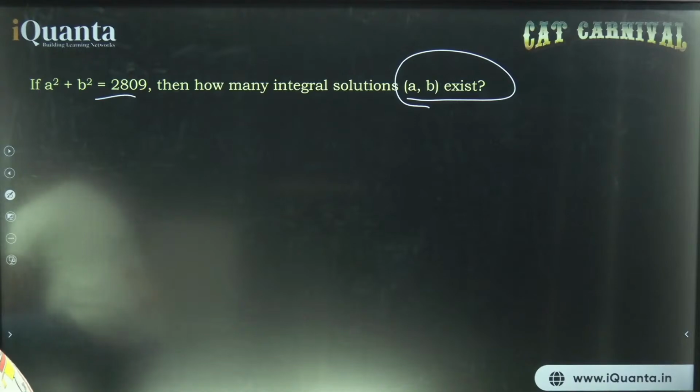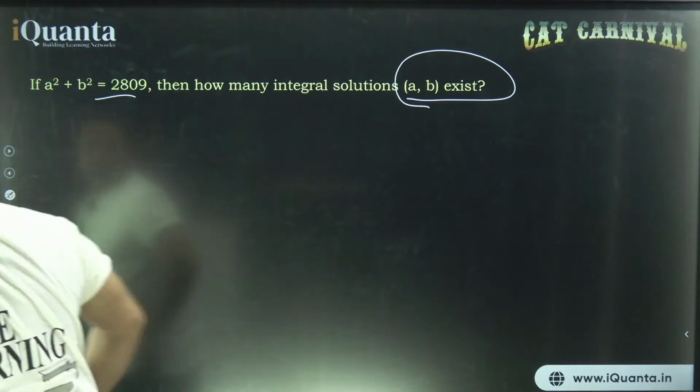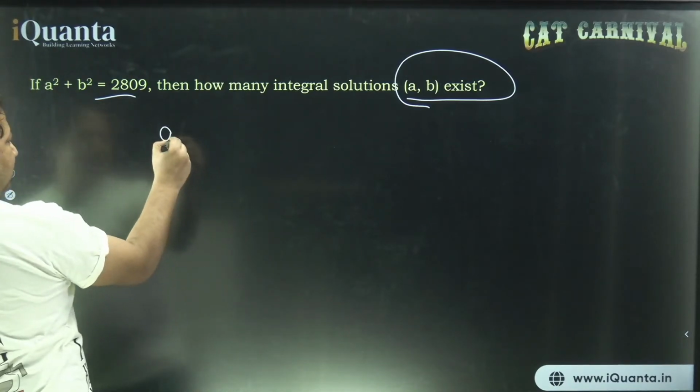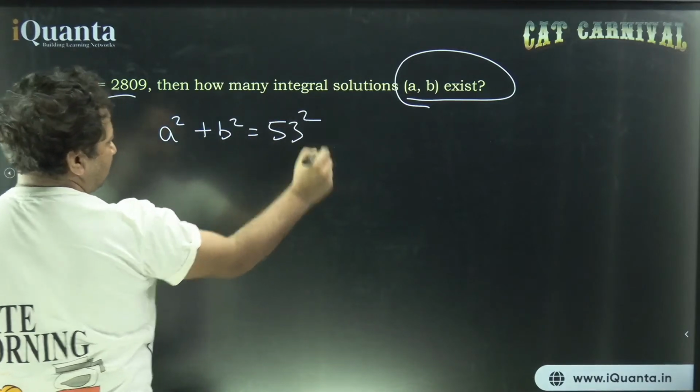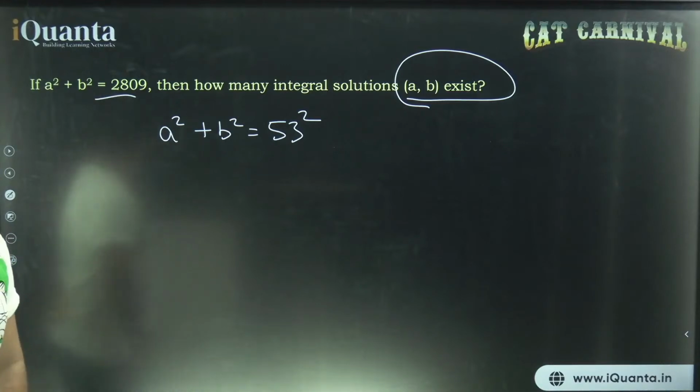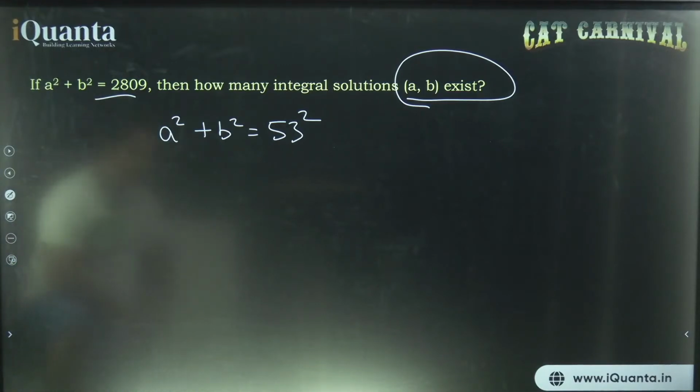सबसे पहले I would help you a bit. 2809 is a perfect square. So A square plus B square is equal to 53 square. अब मुझे सब लोग बताएंगे, इसमें कमेंट्स में क्या करोगे आप? How would you solve it?